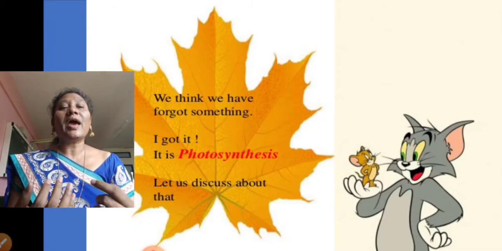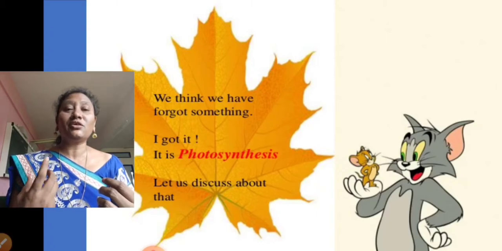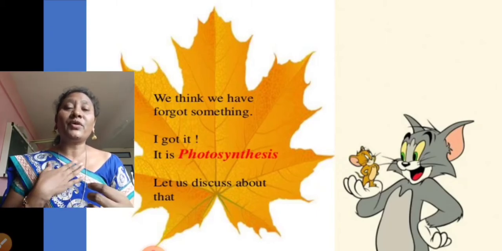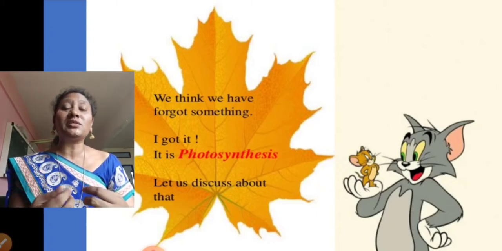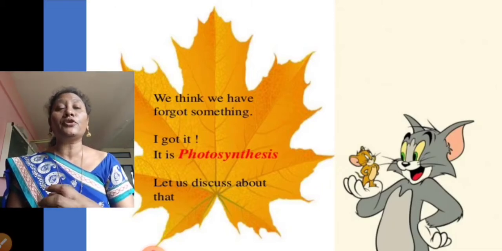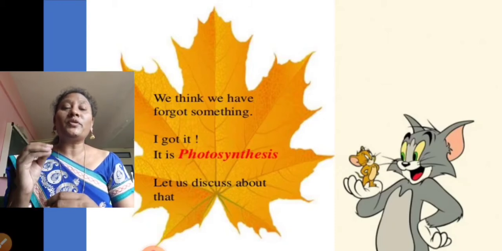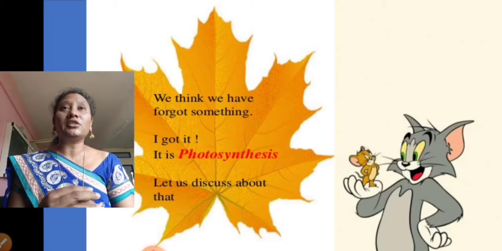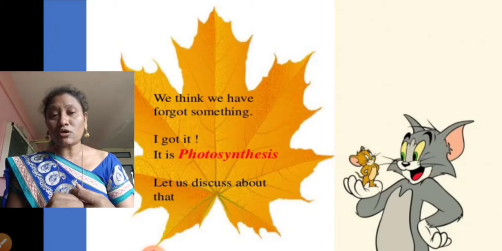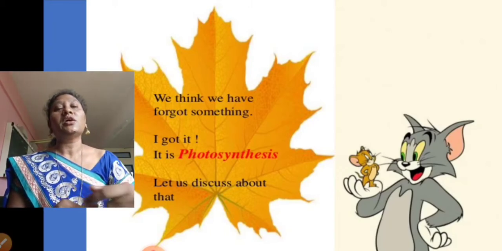So, we think we have forgotten something, no? How do the plants take their food? How can they prepare it? Why can we not prepare the food substances? How are the other organisms able to take food? Yes, we know that. The plants prepare the food by the process of photosynthesis. The plants are capable of preparing food by photosynthesis, and animals cannot synthesize food substances. They cannot prepare their food by themselves.